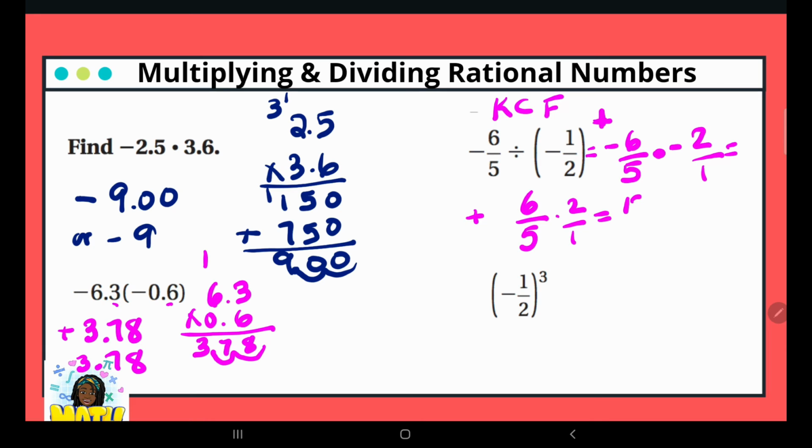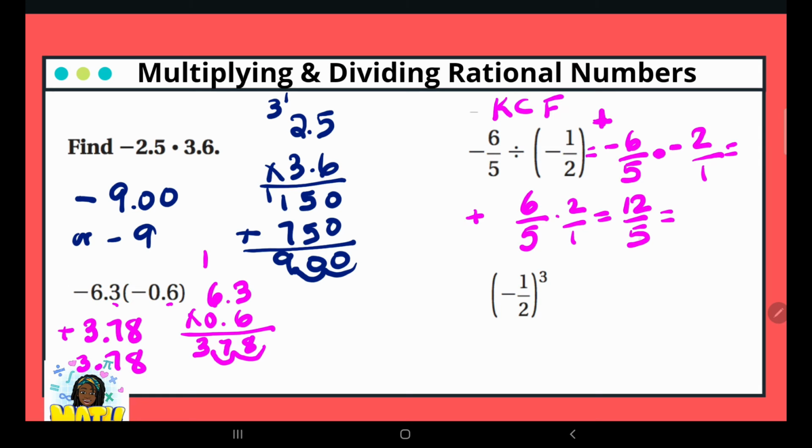6 times 2 is 12. 5 times 1 is 5. So now I have 12 over 5. Now, based on my last video, I got some feedback that some people are still struggling with converting an improper fraction to a mixed number. So I can do a small video on that if you still need it.